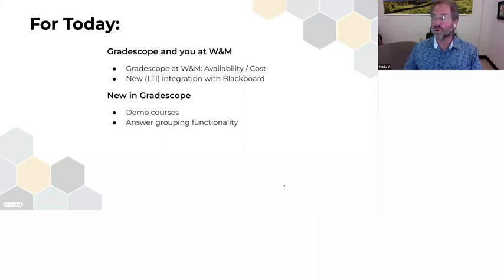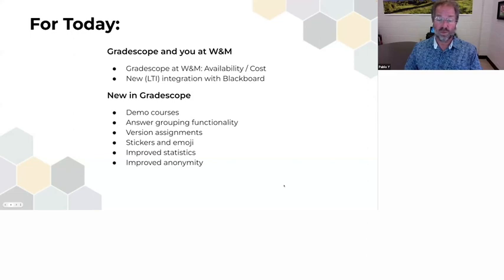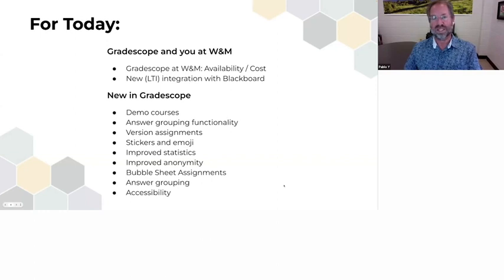We're going to talk about answer grouping functionality, versioning of assignments, and the use of stickers and emojis when you're grading papers as a way of saving time. We're going to talk a little bit about improved statistics and anonymity, two areas that are important in how we use Gradescope on campus. We're going to talk about bubble sheets assignments and answer grouping. Finally, there's a little section on accessibility, which is just sort of a notice. It's actually a request for you to help us out.